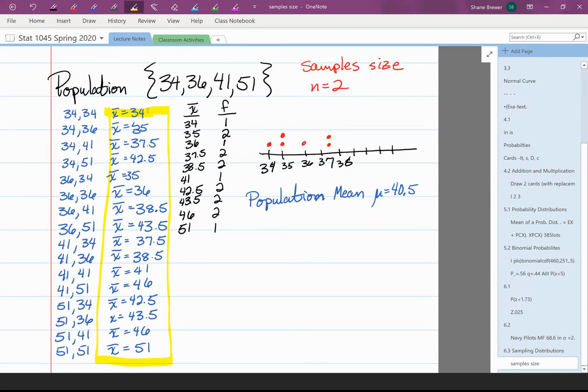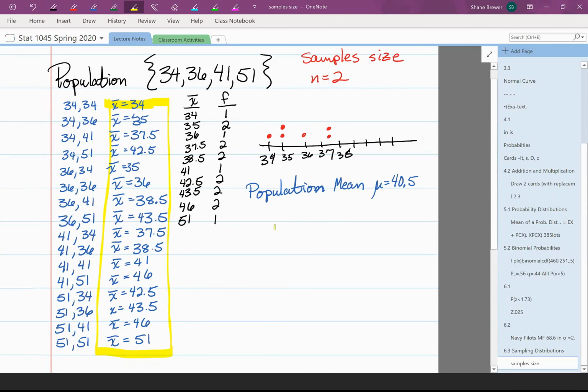Okay, got it. All right, so we go in there. We're going to calculate the mean of the sampling distribution. So the mean of the means, which I'm going to write like this. I'm going to make it big so you see. The mean of the means. That's what I'm talking about.